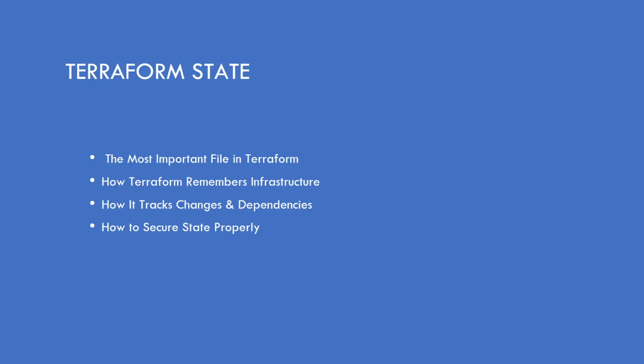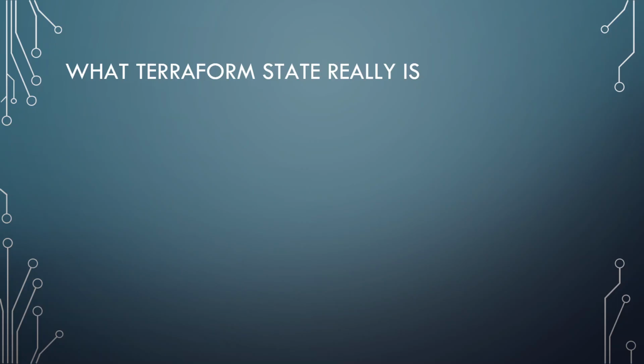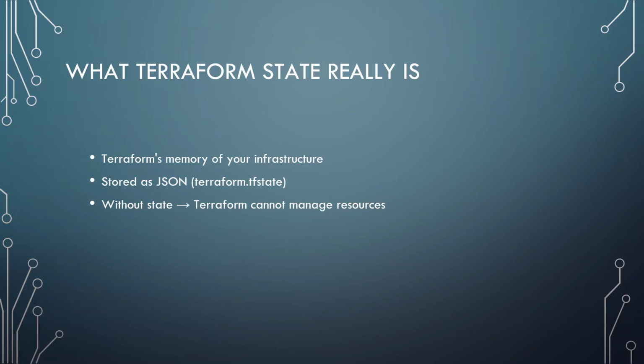First we'll see what Terraform state really is. It's a memory that Terraform uses to store what you built last time. And as I told earlier, it is stored as JSON in terraform.tfstate. Without it, Terraform is blind. So in a one-line summary, you can remember: state is equal to Terraform's brain. Without state, Terraform cannot manage resources.